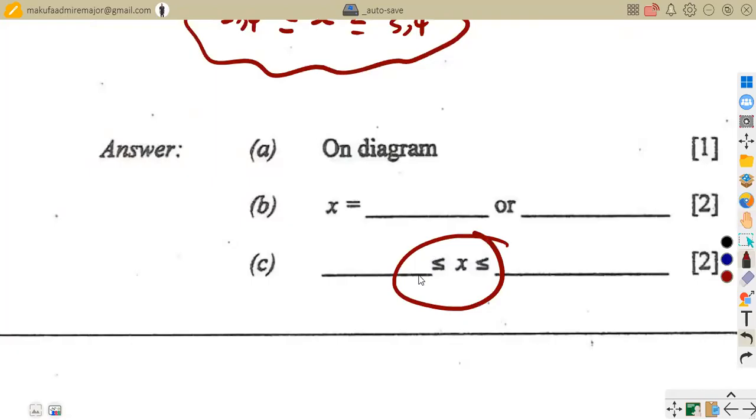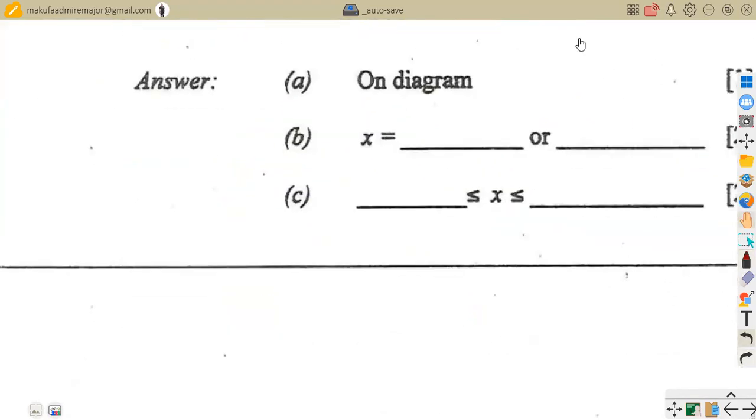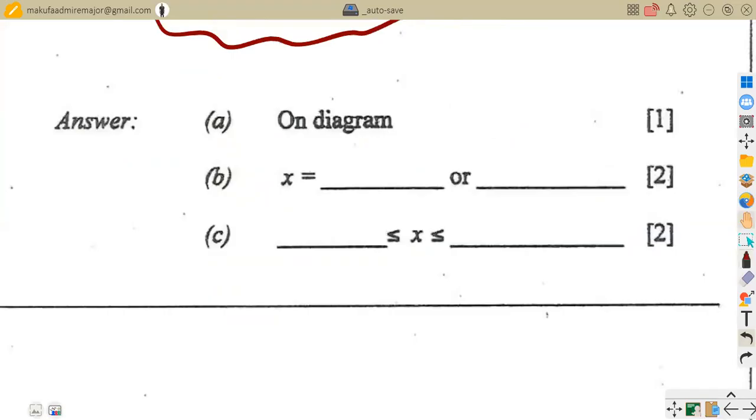So if you are given this less than or equal to, you are supposed to have it on this part. But if they said it's less than, then you are not going to put the equal to. If it was like this, x squared minus 2x minus 4 is less than 14, your solutions, you are not going to put this equal to. But once there's an equal to, your solutions also must have that equal to. That is the idea of these typical questions. All right, so that was it there. 5 marks, everything, 5 marks.